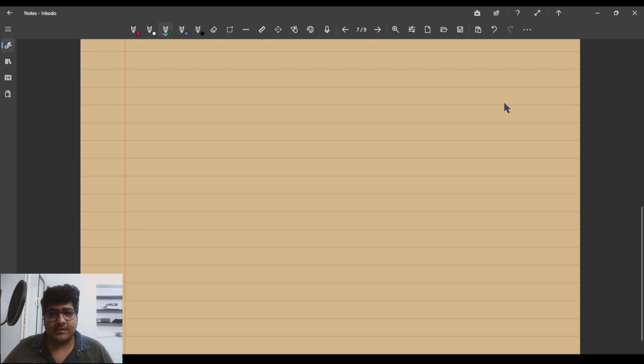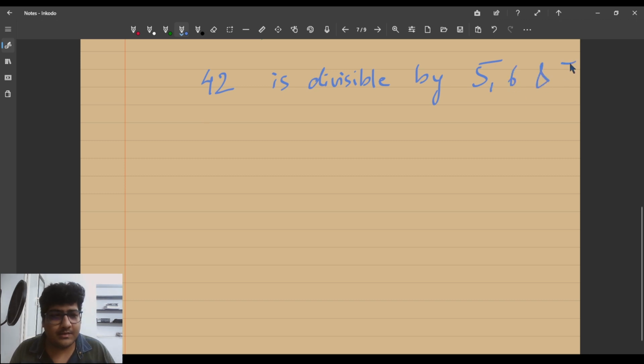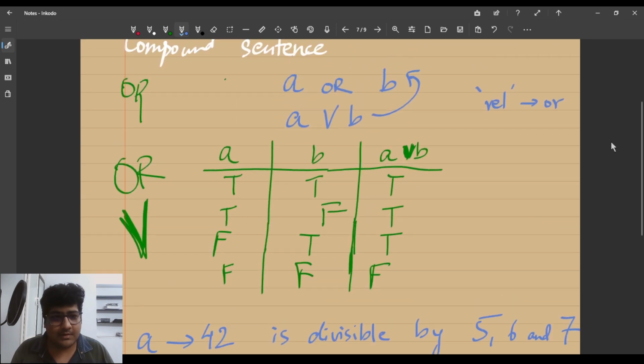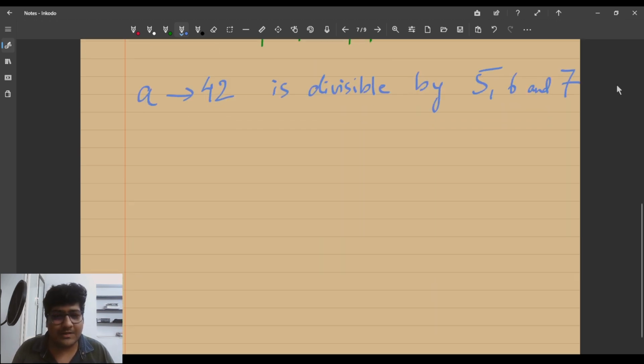So next on our list is: 42 is divisible by 5, 6 and 7. I'll write a proper "and". I'm used to writing this short notation. So this is my statement now. I'll call this statement A, for "and". Right, this was OR, I called it V, so this is A.